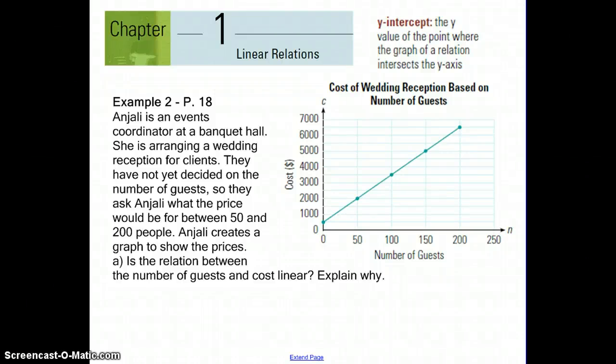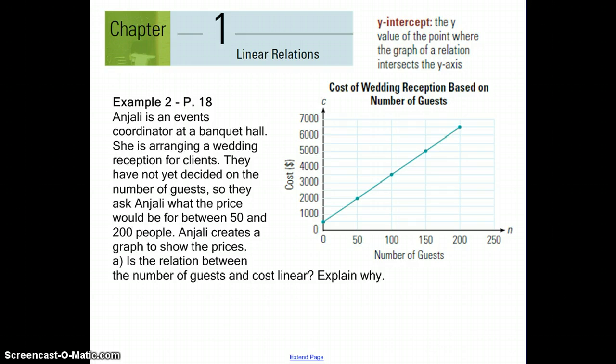We're going to continue on with 1.1, Part 3, and we're looking at Example 2 on page 18. We have an events coordinator at a banquet hall. She's arranging a wedding reception for clients. They have not yet decided on the number of guests, so they ask her what the price would be for between 50 and 200 people. She creates a graph to show the prices.